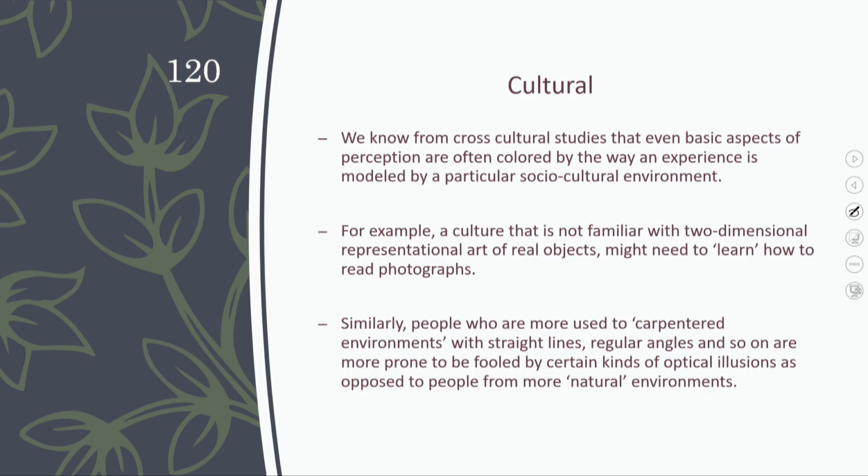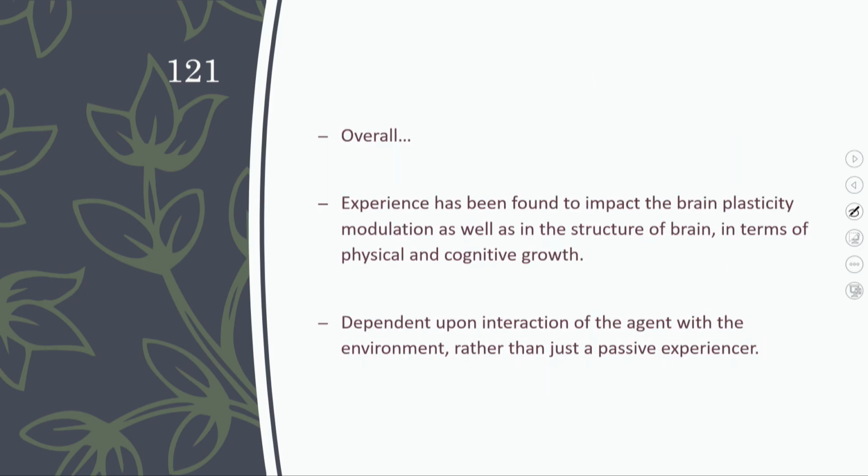Similarly, this is also a very well known finding that people who are used to a carpentered environment, that is most of us, where there is less complexity in the surroundings, so you have solid lines, clear contours, clear surfaces and regular angles, are more prone to be fooled by certain kinds of optical illusions as opposed to people who live in more natural environments. In the natural environment, you are exposed to various permutations and combinations of sensory input that we in the carpentered environment do not get.